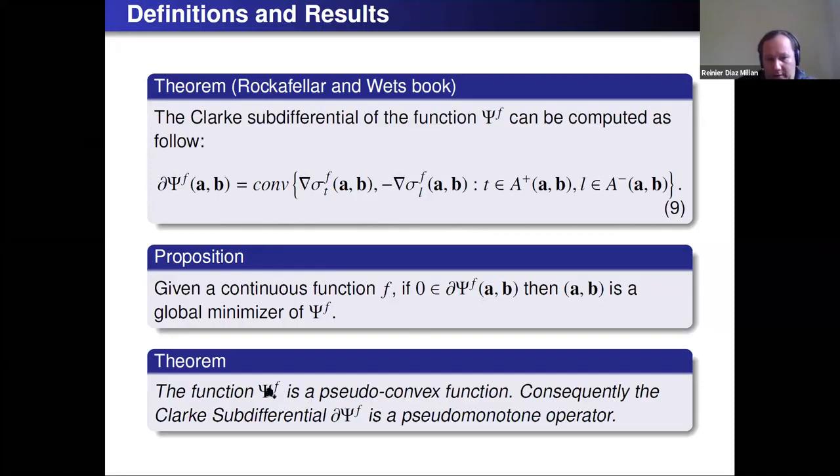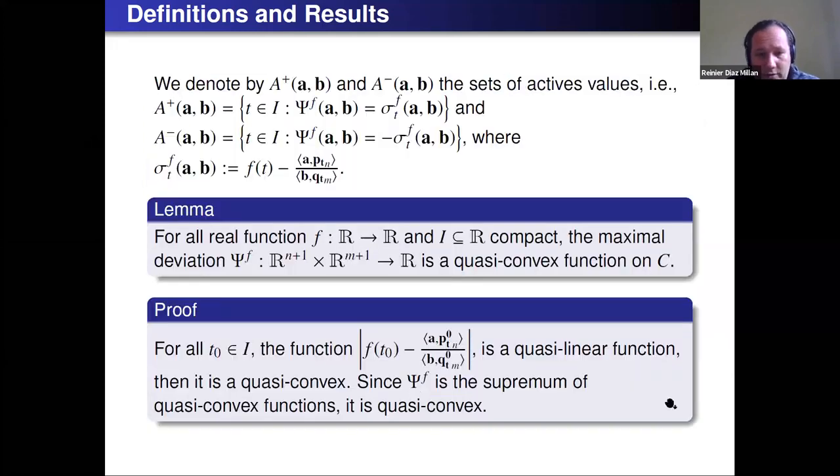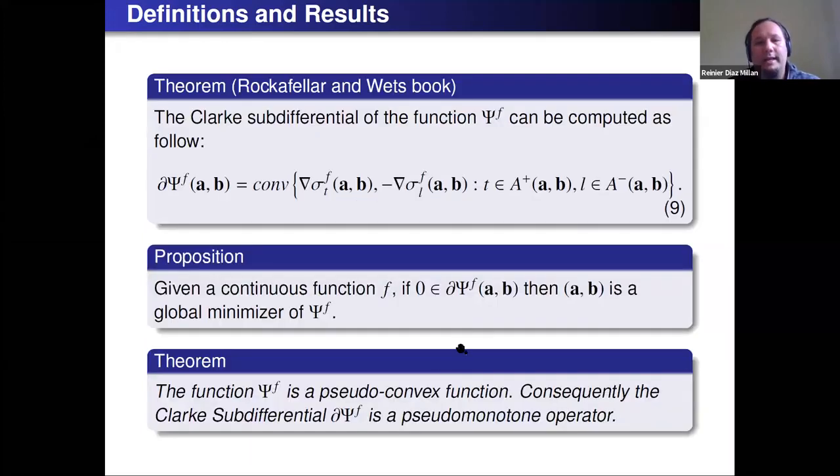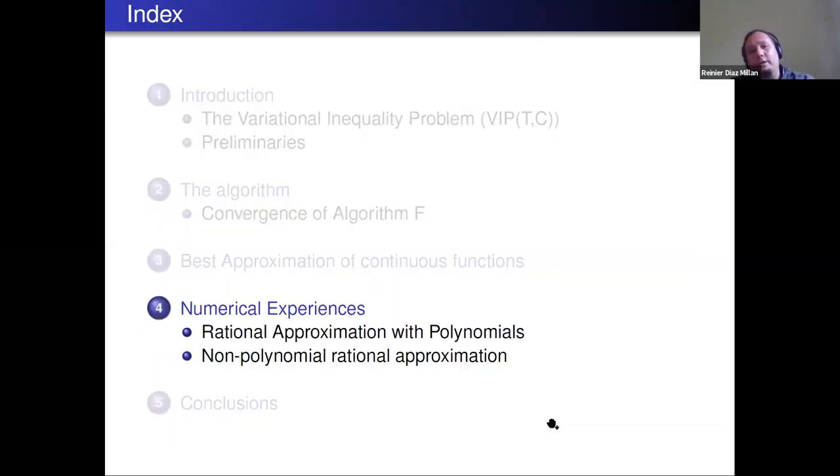This is a new result. The idea that people have is that this function is only quasi-convex, and we proved that it is more than quasi-convex, it is a pseudo-convex function. Consequently, the Clarke differential is a pseudo-monotone operator, and as the Clarke differential is a pseudo-monotone operator, we can apply our algorithms. And that is what we're going to do.